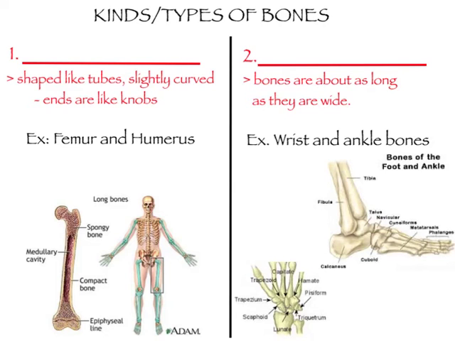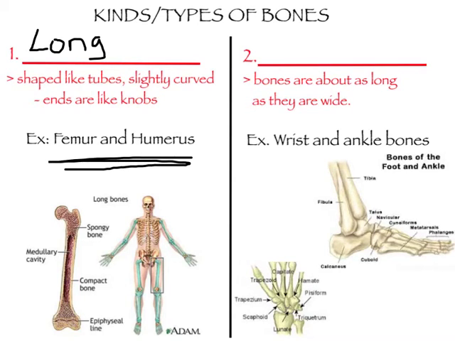If you remember back to the beginning of the lesson, we said that we have 206 bones in our body. Now, those 206 bones are broken down into 4 different categories based on their shape and size. The first type of bone that we have are called long bones. Now these bones are shaped like tubes. They're long, slightly curved, and usually they have a knobby end to them. Some good examples of these are your femur and your humerus.